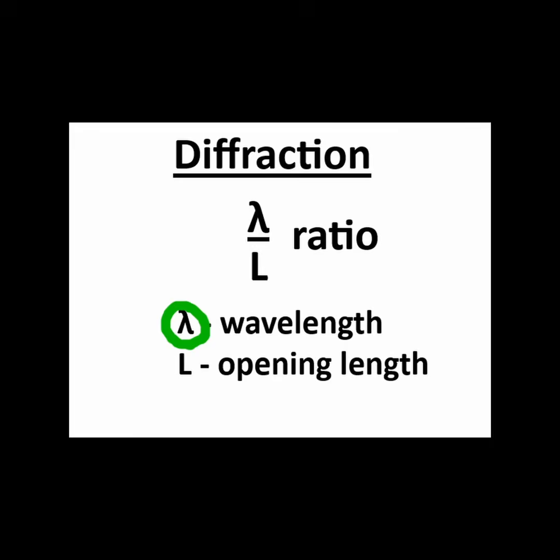It turns out there's a relationship between the wavelength, lambda, and the opening length, let's call it L, such that the ratio lambda divided by L determines the amount of spreading of the diffracted wave.